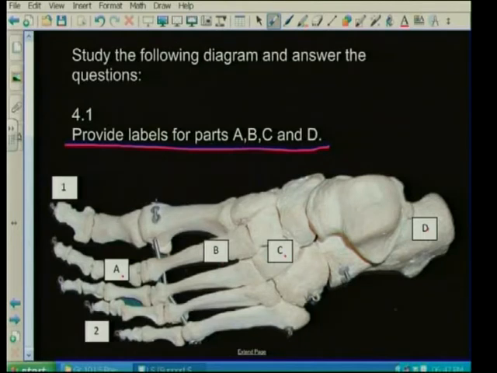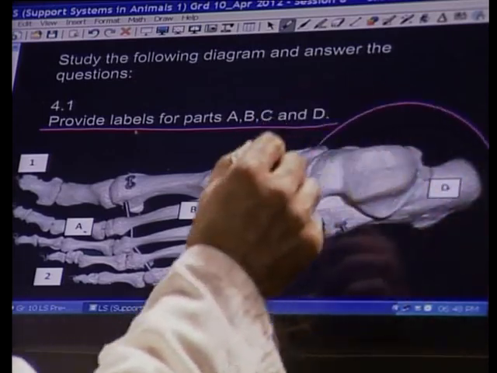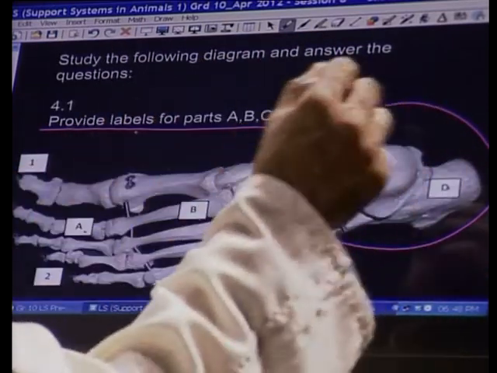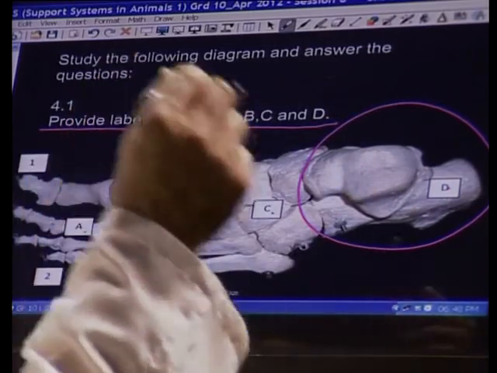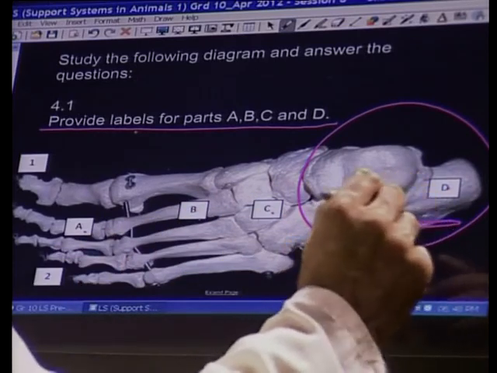We spoke about this, and by looking at this diagram, do you think this is the foot or the hand? What is the clue? Look at the diagram. This area here is the clue. The hand doesn't have such big bones at the back. It is only the foot that has these bones at the back in this way, especially D.